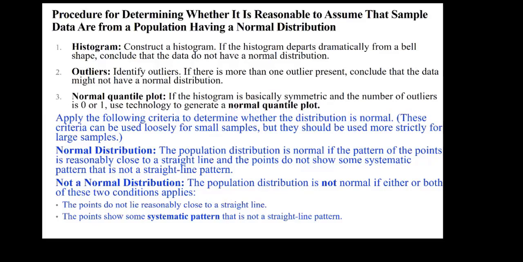Not a normal distribution. The population distribution is not normal if either or both of these two conditions applies. The points do not lie reasonably close to a straight line. The points show some systematic pattern that is not a straight line pattern. In short, the procedure is a little bit involved. You look at the histogram, you look at the outliers, and you look at the normal quantile plot to see if it's reasonably a straight line, and that's it.